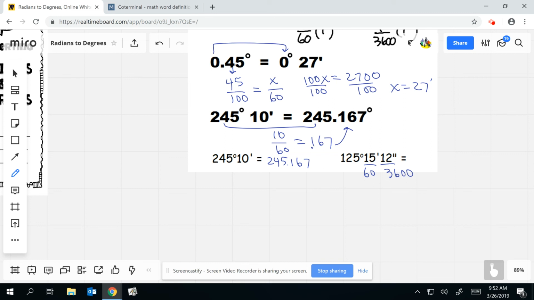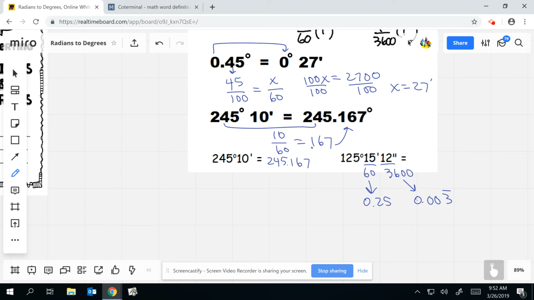So let's take the 15 and divide it by 60 first. That's 0.25. And then let's take 12 and divide it by 3,600. That's going to be really tiny. 0.003, with a bar on the 3. It goes on forever. Because these are seconds, you can almost think of it like hours. There's 60 minutes in an hour, and there's 60 seconds in a minute. So 60 times 60 would be the 3,600 seconds in the hour. So there's 3,600 seconds in a degree.